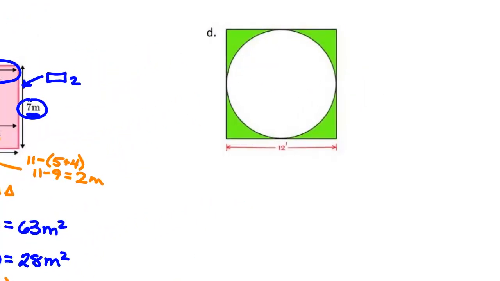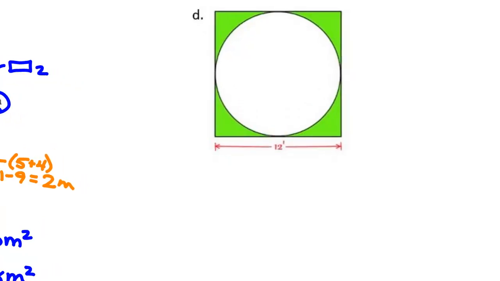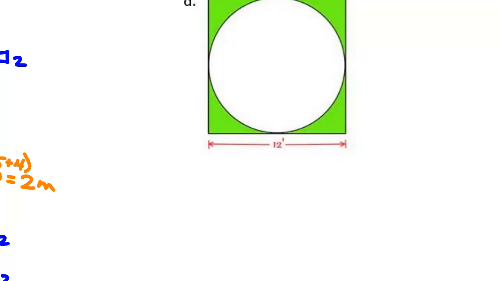What kind of shapes do we have going on in part D? Yep, a circle and a square. Which one's bigger? Which one is bigger, the circle or the square? The square is the larger figure. It is on the outside of the circle, so it is larger. So we're going to need to do the area of the square minus the area of the circle.